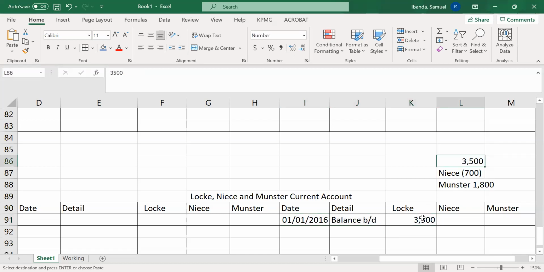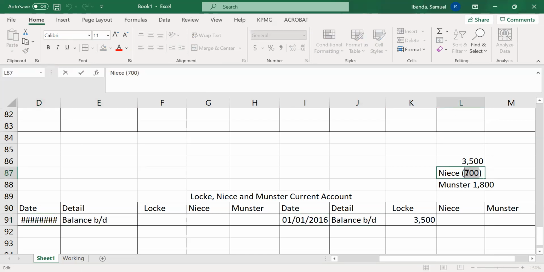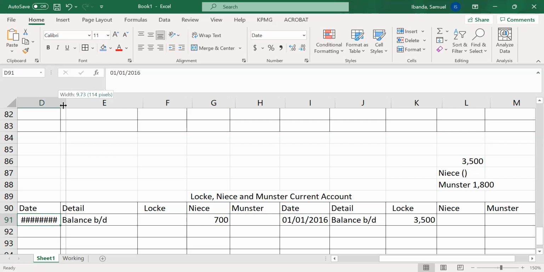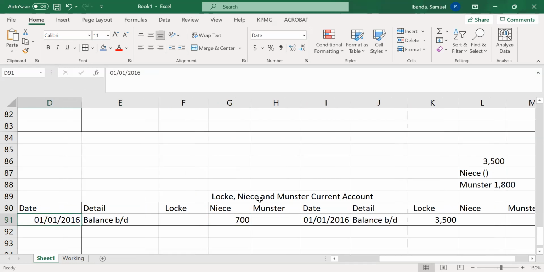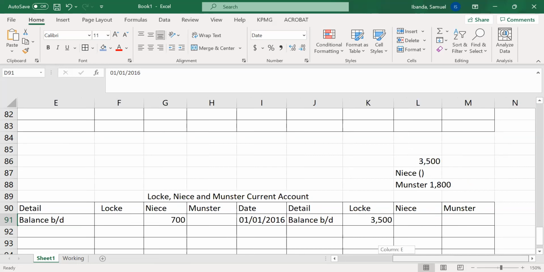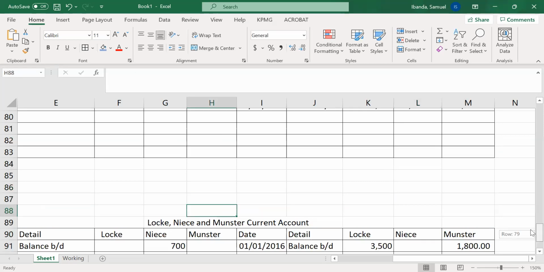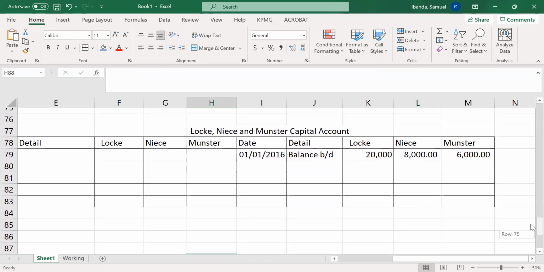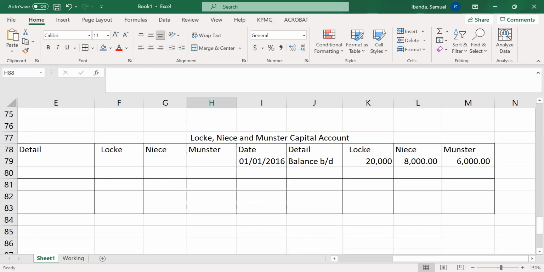So Lucky has 3,500. Now Nancy has 700. Now what we shall record, we shall also have balances here. And this 700 of Nancy will be here, for it is a debit balance. That's why we record it there on the debit side. Then Monster will have a positive balance this side, like that. So I just recorded it here so that we can follow this properly.